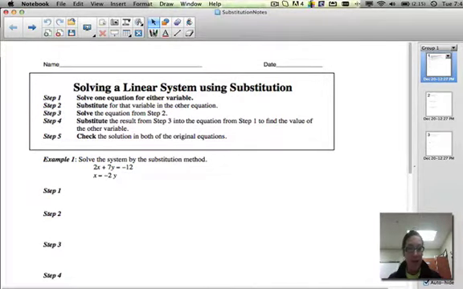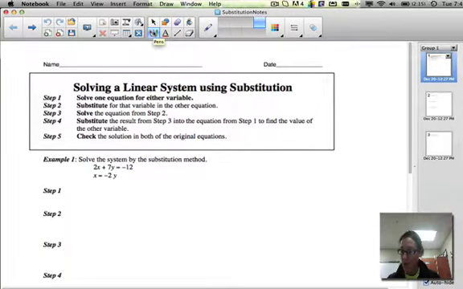This podcast is solving a linear system using substitution. Now, just a reminder, solving a linear system is looking for the intersection point of two equations. So we have 5 steps that we're going to be following to solve this problem.